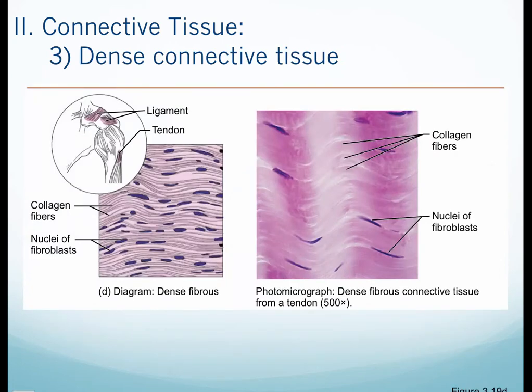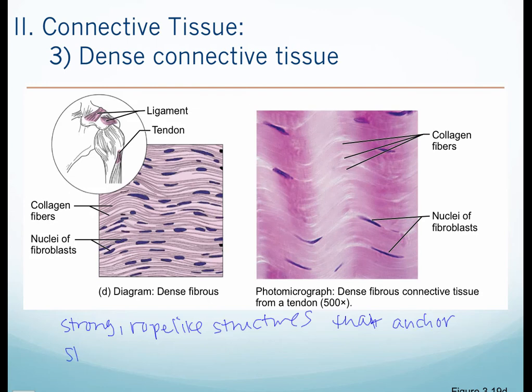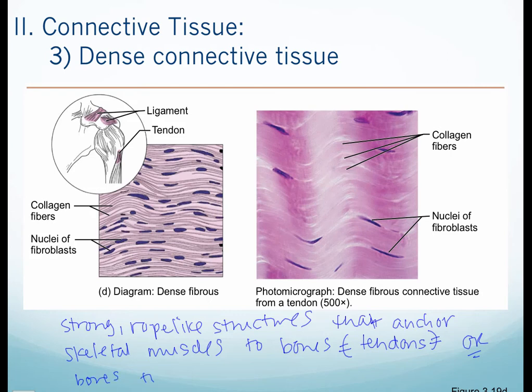Right. Next category, dense connective tissue. And these are strong, rope-like structures that anchor skeletal muscles to bones, and in that case, we call them tendons, or bones to bones, in which case we call them ligaments.